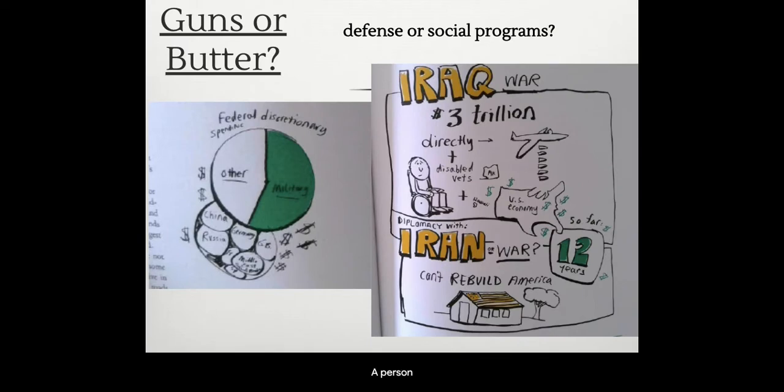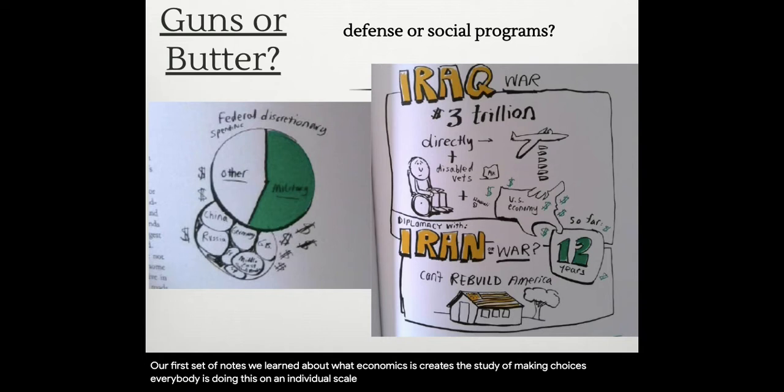So, in our first set of notes, we learned about what economics is. It's the study of making choices. Everybody is doing this on an individual scale, and nations also have to do this on a macro scale. So, in the United States, we make decisions that we call guns or butter decisions. These are decisions for our nation to decide how we want to spend all of that tax money that we're collecting from American citizens.